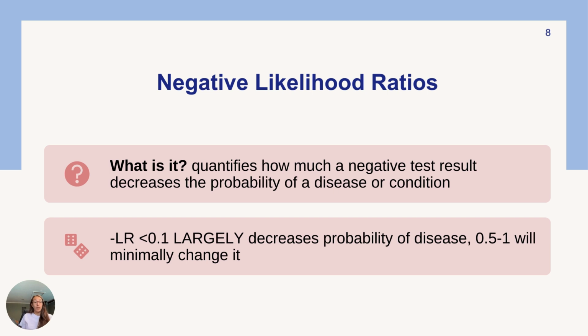Flip side, what are negative likelihood ratios? Essentially, it quantifies how much a negative test result decreases the probability of a disease or condition. Conversely, a negative likelihood ratio less than 0.1 will largely decrease your probability of disease. But if a test has a likelihood ratio between 0.5 and 1, it really won't do much to decrease your post-test probability. So these are things to keep in mind. If you're thinking of ordering a test to rule out a disease, but the negative likelihood ratio is 0.5 to 1, it doesn't really help with your post-test probability in a meaningful way.